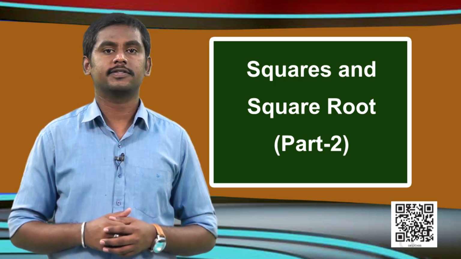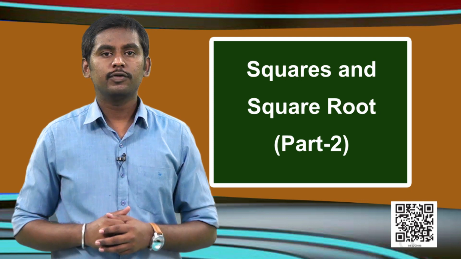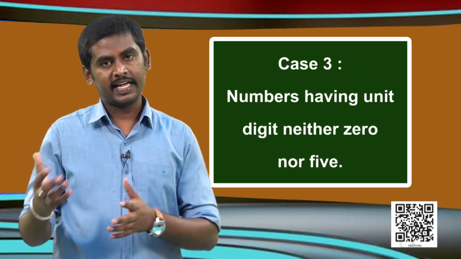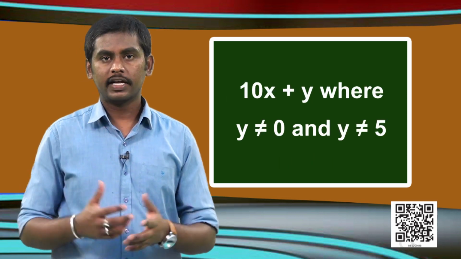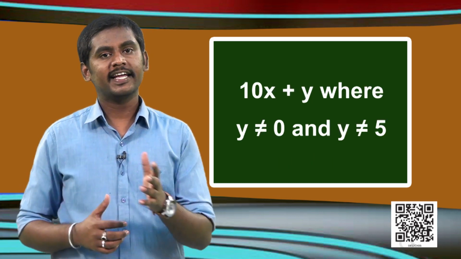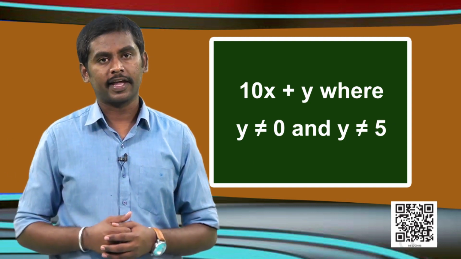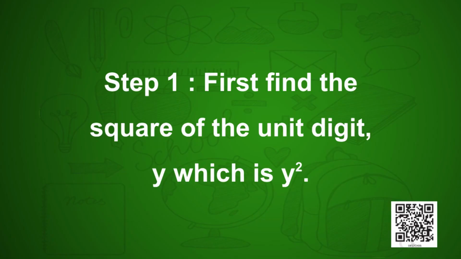Now let's get into case 3, where we have a 2-digit number which ends with neither 0 nor 5. That means we can write these numbers as 10x plus y, where y will not be 0 and y will also not be 5. To find the squares of such numbers, let's make it stepwise.